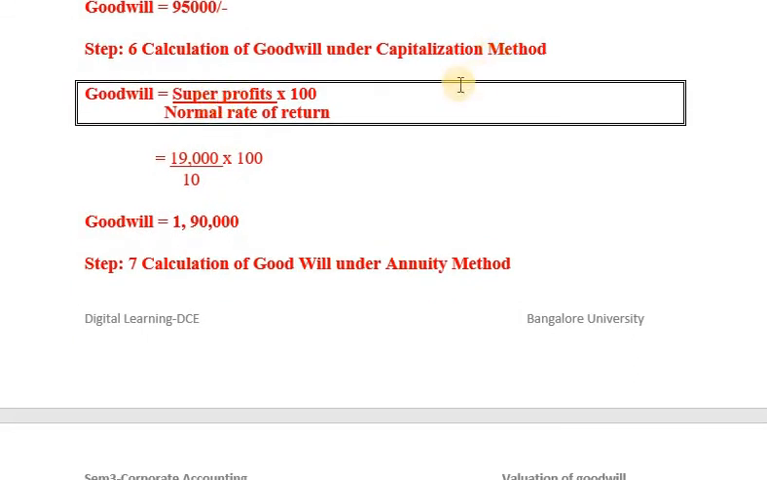Calculation of goodwill under capitalization method. Under capitalization method, goodwill is equal to super profit divided by normal rate of return into 100. Super profit 19,000, normal rate of return 10, into 100. 19,000 by 10 into 100 will be 1,90,000. That is goodwill under capitalization method.